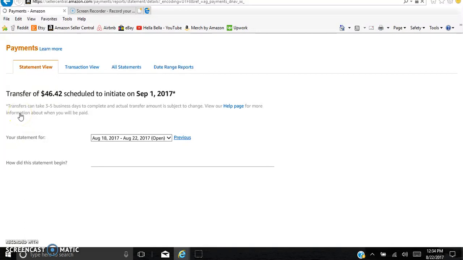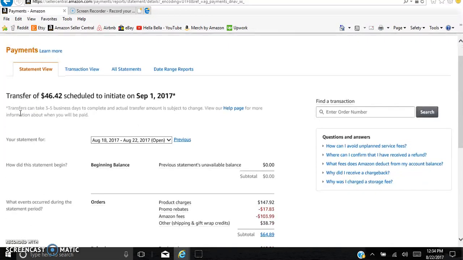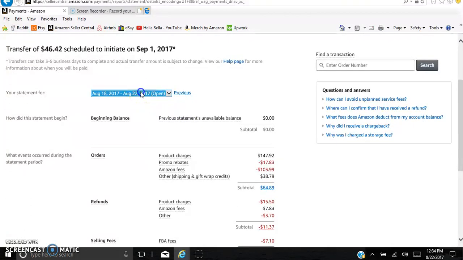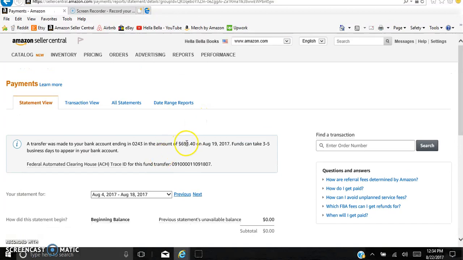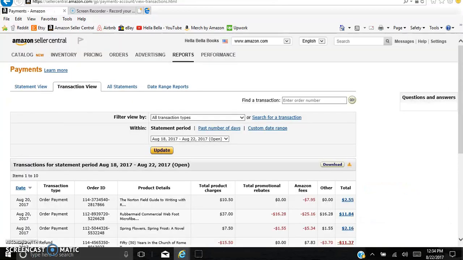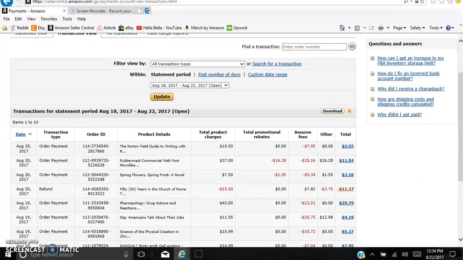So this is another way to look at what you've been selling. We can look at my previous period, which was the 4th through the 18th, and it shows that I got $691. And if you go into transaction view, that's when you start seeing which items you've sold and how much you got for them.